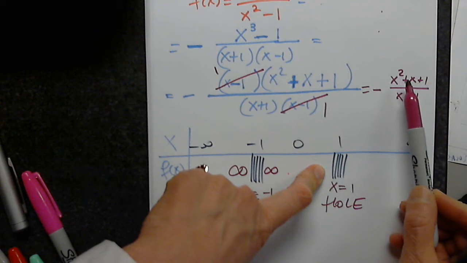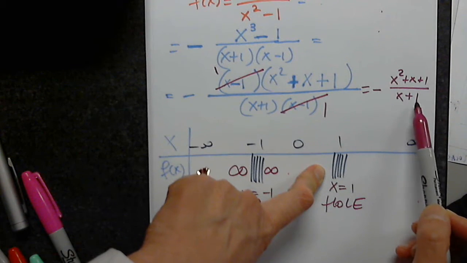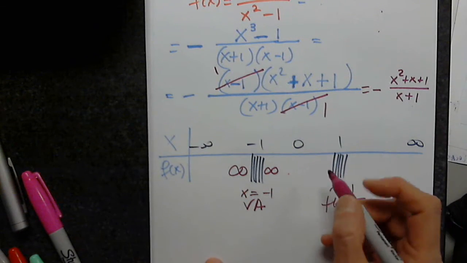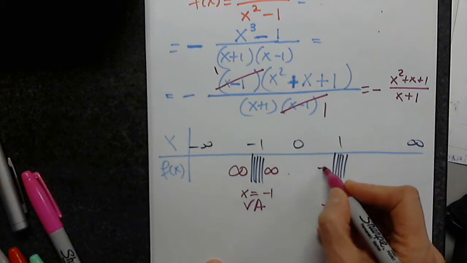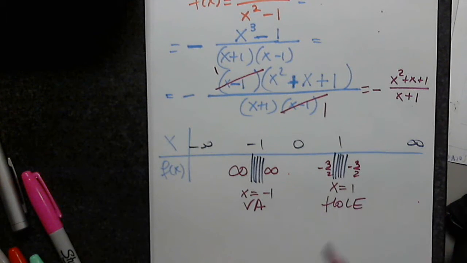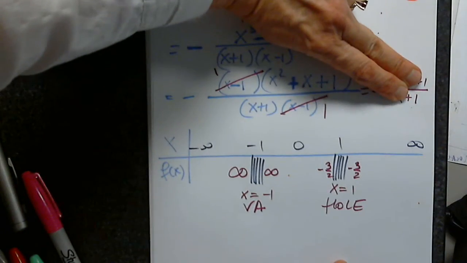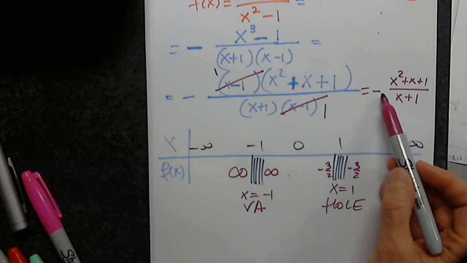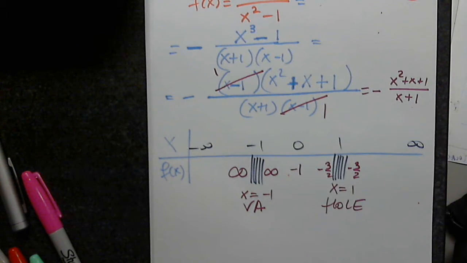1, no. 1 plus 1 plus 1 over 1 plus 1. Yes? The open point will be 1 comma -3/2. Good. So please plug in 0. Very good. X squared plus x plus 1 is not factorable. It doesn't have real solutions. So there are no x-intercepts.